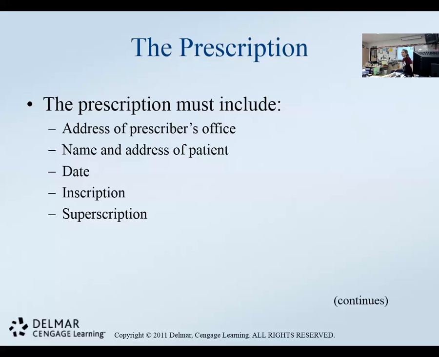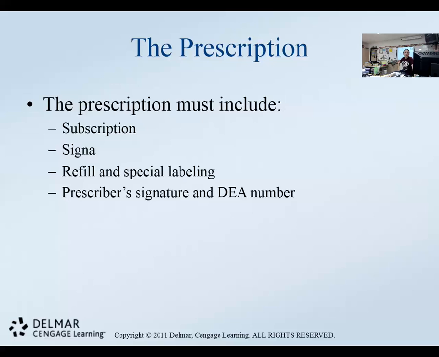Yeah. So the prescription has to include the address of the prescriber's office. So usually, that's printed like in block at the top. The name and address of the patient. Actually, most of these days are just printed. They just print it out and hand it to you. The date, the inscription, the superscription. So the SIG, refill if there's anything that's supposed to be on it that's special, and then if it's for a controlled substance, of course, they have number T.